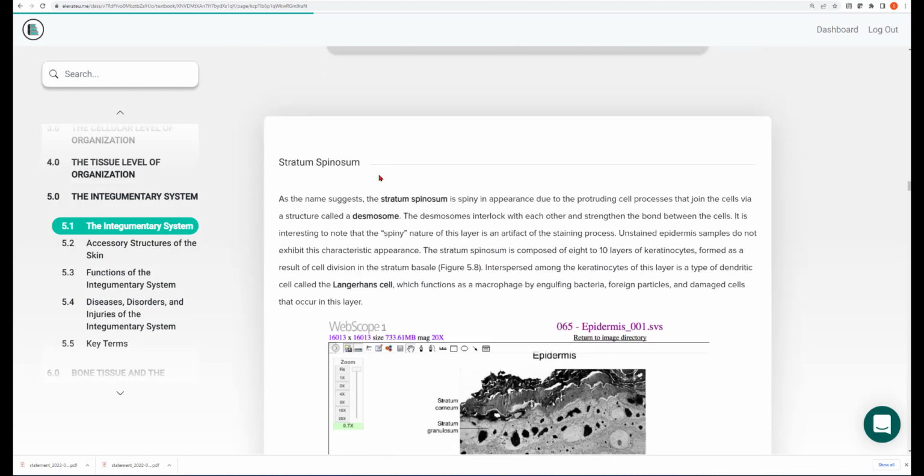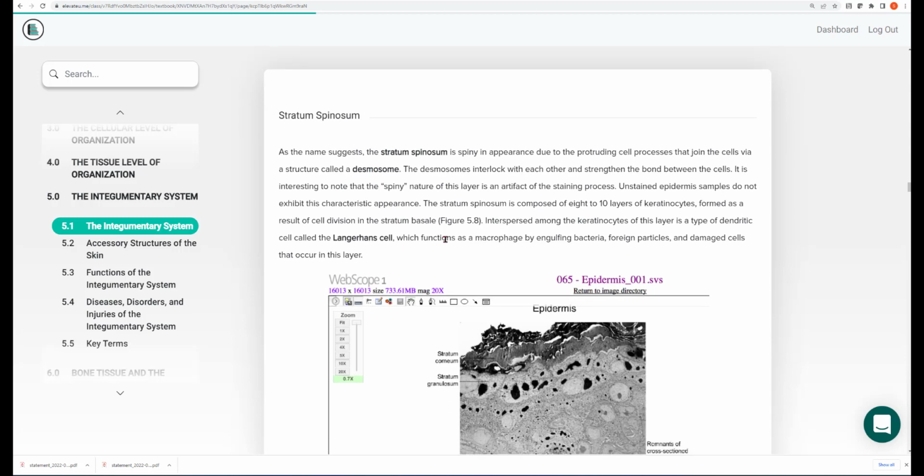The next layer up from the stratum basale, closer to the surface, is the stratum spinosum. This is a layer with a lot of spiny protrusions from the cell, and hence the name. These cells are all held together by desmosomes. Remember, desmosomes are like the rivets, the connectors between cells that hold them together. Most of the cells here are called keratinocytes, cells that are going to produce keratin. And there's one other type of cell that visits this layer, and that is Langerhans cells.